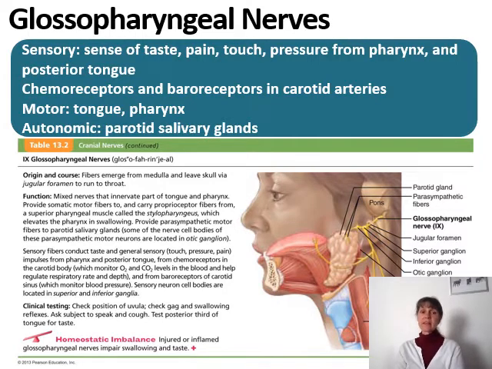Cranial nerve 9 is also motor for the tongue and pharynx for swallowing, and has autonomic motor information going to the parotid salivary glands.